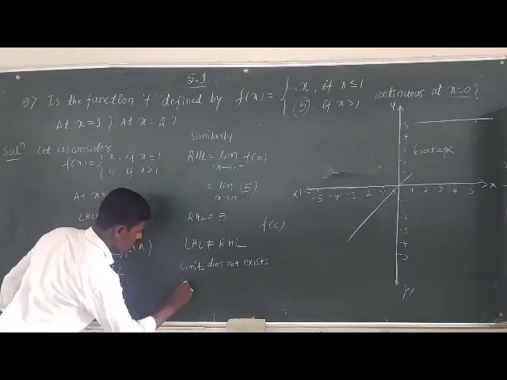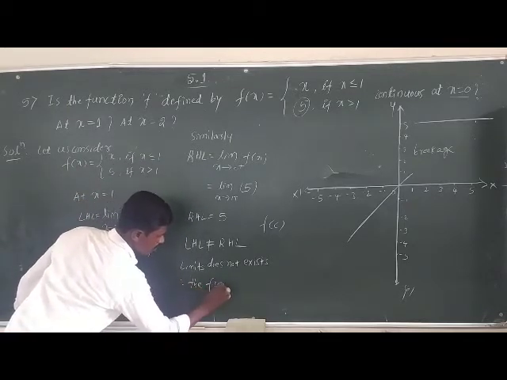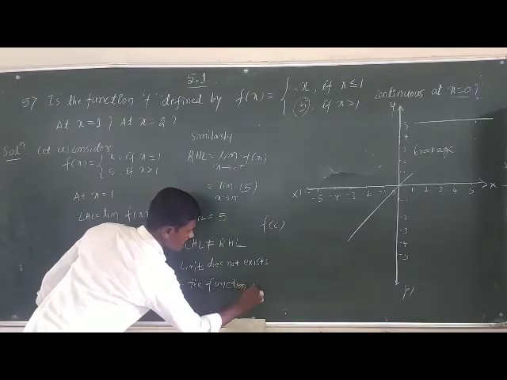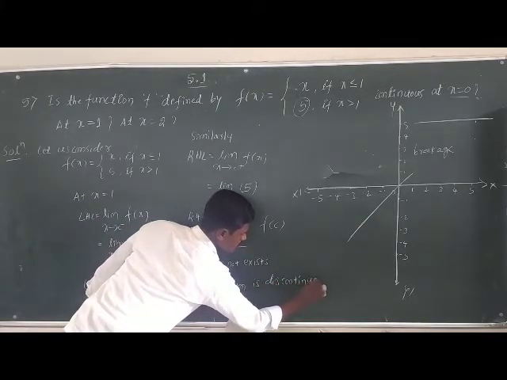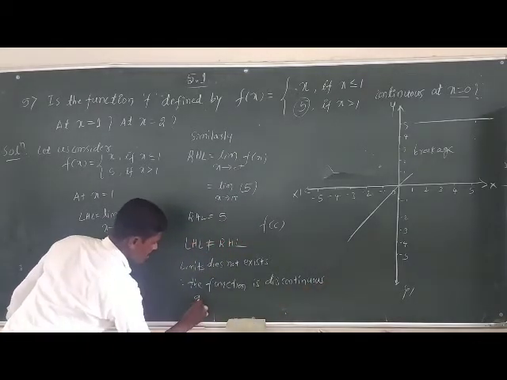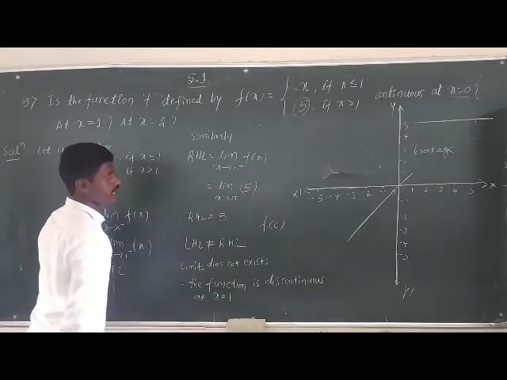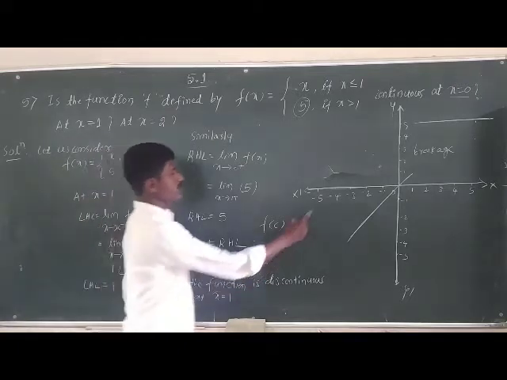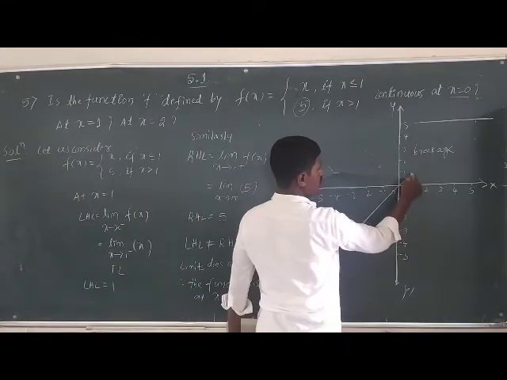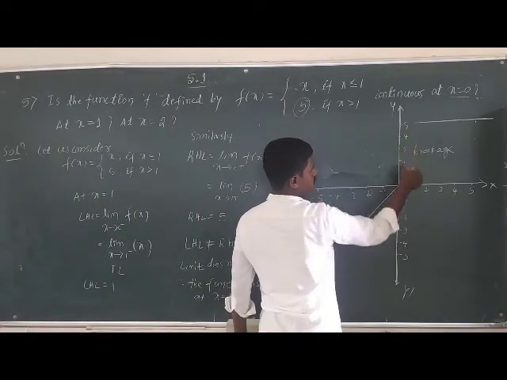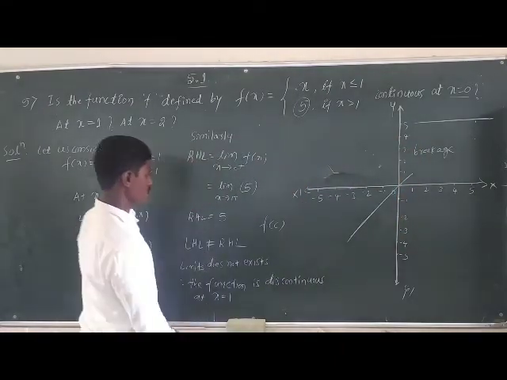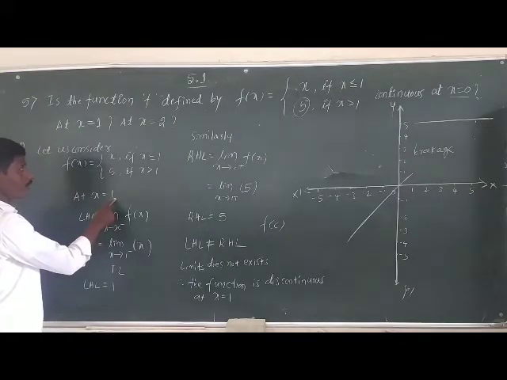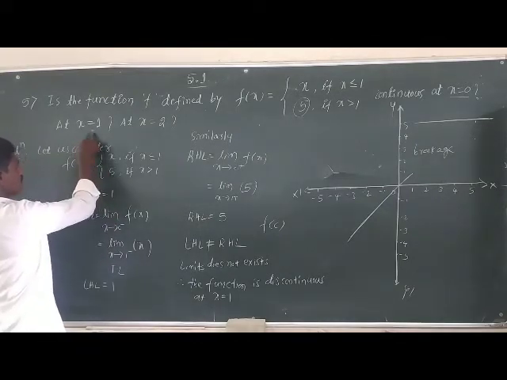Hence, therefore, the function is discontinuous at x equals 1. Here the function is discontinuous at x equals 1 because at x equals 1 the function breaks. So that is why the function is discontinuous at x equals 1.